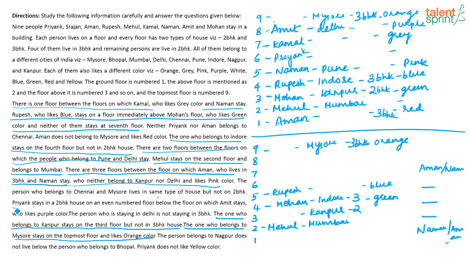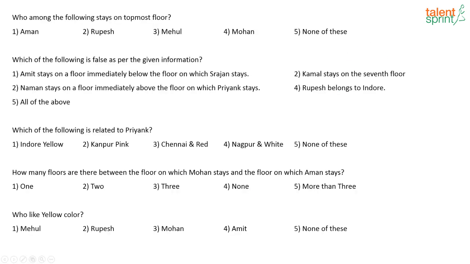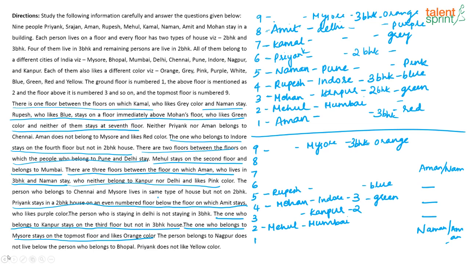Priyank stays in a 2 BHK house on an even numbered floor below the floor on which Amit stays, who likes purple. See, it's not given immediately below. Correct? So this can be Priyank. Oh my God, I don't know why the screen keeps changing.